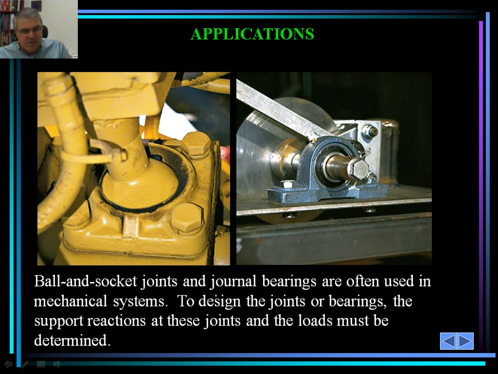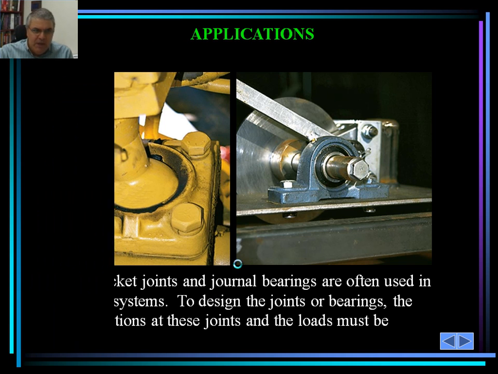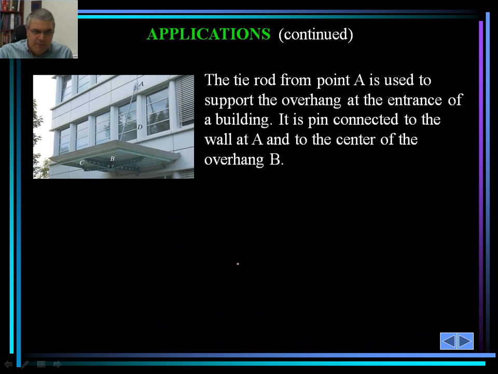Some of the applications of what we would be covering today are ball joints and also journal bearings. They are often used in different applications, and of course, in order for us to design them, we need to know what the reactions of the support would be in each case. Other applications, one is shown here in buildings.